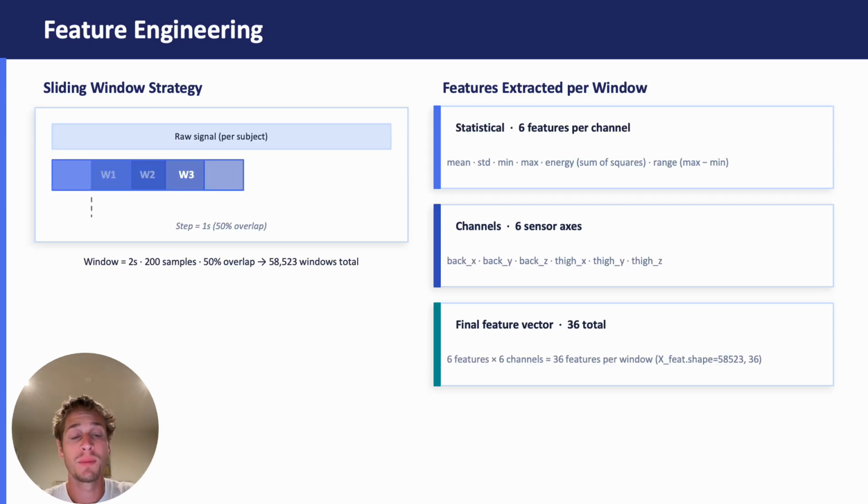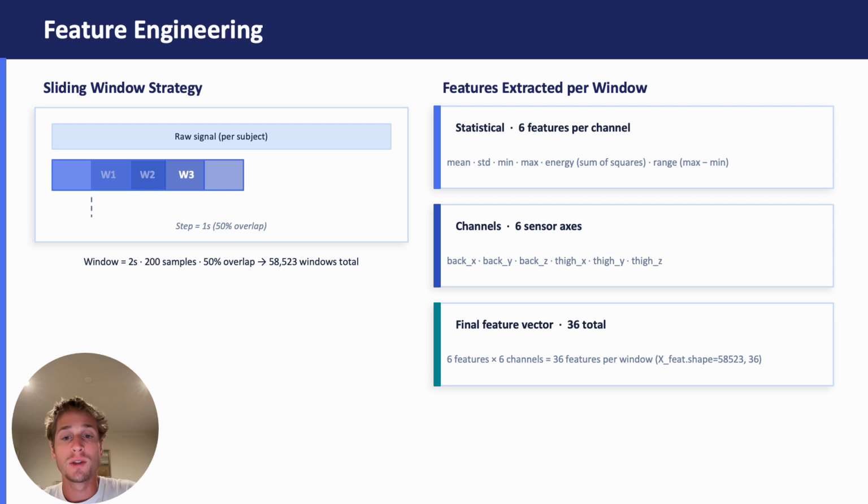The next step in our pipeline is feature engineering. Here we did a sliding window strategy since we were dealing with time series data. We used a 2-second window, because there was one sample every 0.01 seconds at 100 hertz, and we used a 100 step size. So there's a 50% overlap between each window, which gave us 58,523 windows total. This allowed the model to work with much more meaningful data since it wasn't just insanely granular data points from the time series.